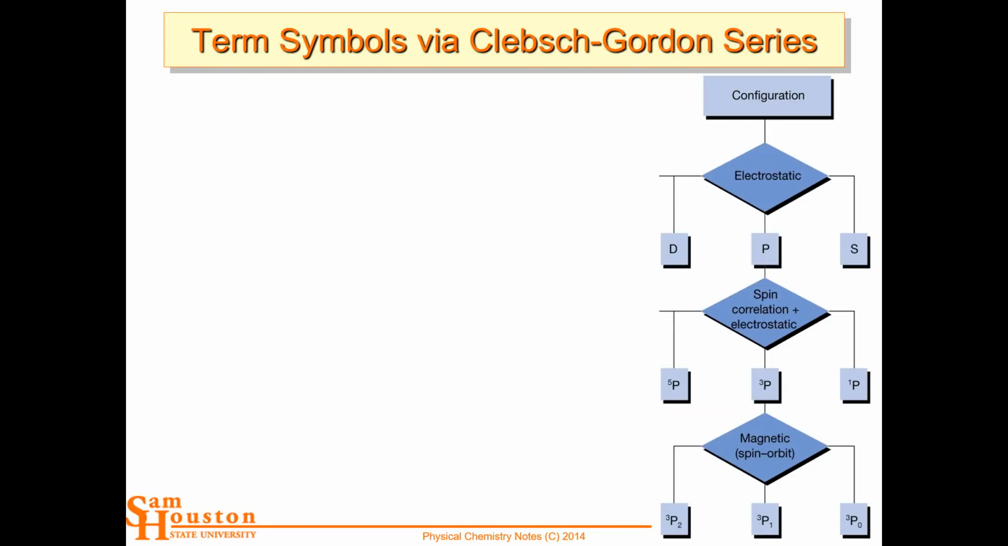So let's talk about this Clebsch-Gordan series. How's that for a name? Clebsch. Yes. So it's 1, 2, 3, 4, 5, 6. It's a 6-to-1 consonant to vowel ratio. Okay.